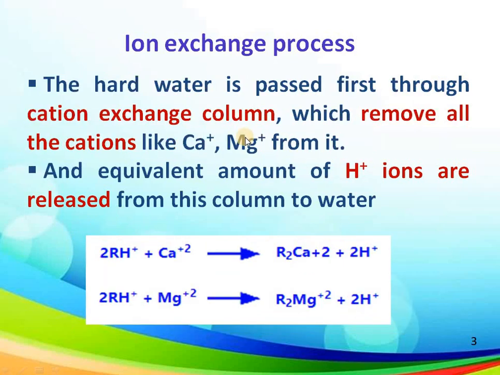Basically, this chemical reaction occurs in the process. The hard water is passed first through the cation exchanger column, which removes all the cations like calcium and magnesium from it. An equal amount of H plus ion is released. So these calcium and magnesium salts are trapped by the cation exchanger resins, and only H plus ions are released from the column into the water. This chemical reaction occurs in the cation exchanger column.